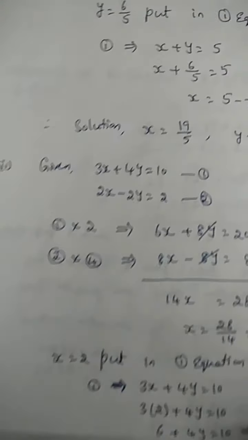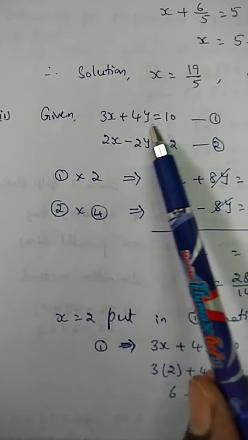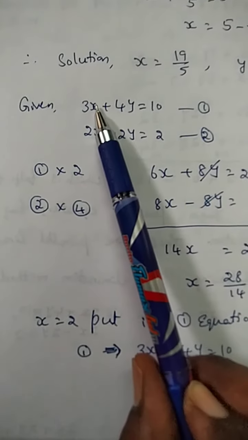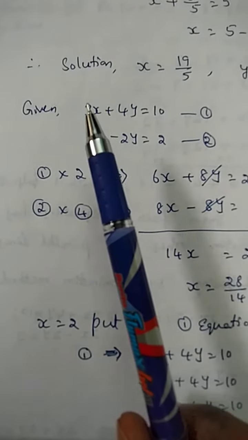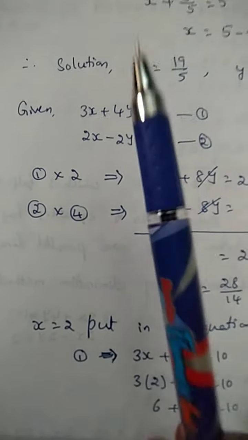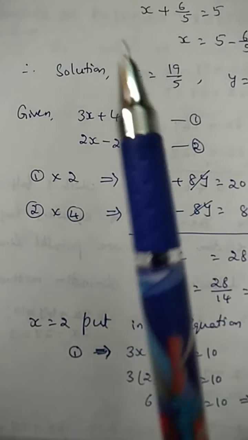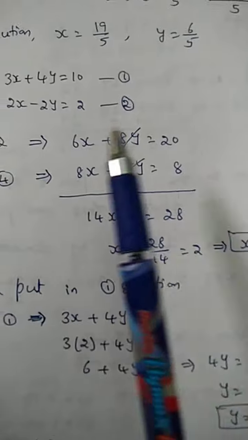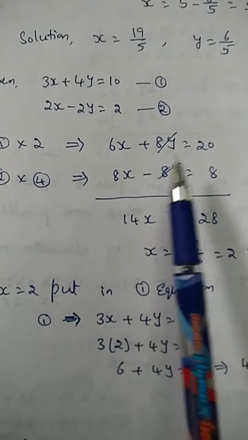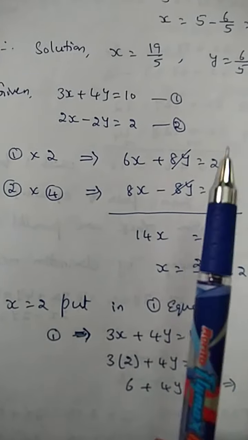Then we can use the second equation. So we'll do the second question. Given 3x plus 4y is equal to 10, 2x minus 2y is equal to 2. We can observe the x coefficients 3 and 2 are not equal, not additive inverses. The y coefficients plus 4 and minus 2 are not equal, not additive inverses. So we can change them to either equal ones or additive inverses. In this second problem, we can change the y coefficients.